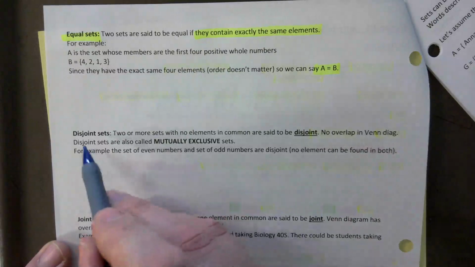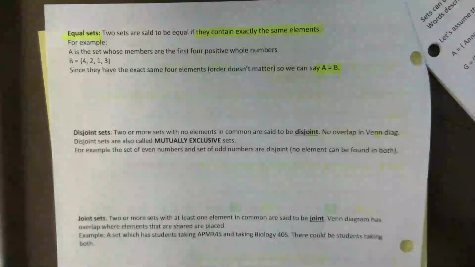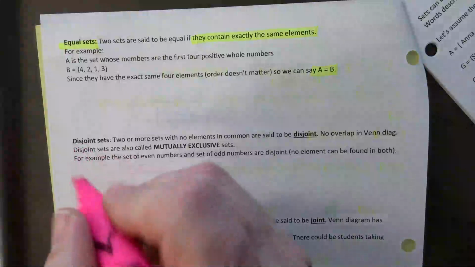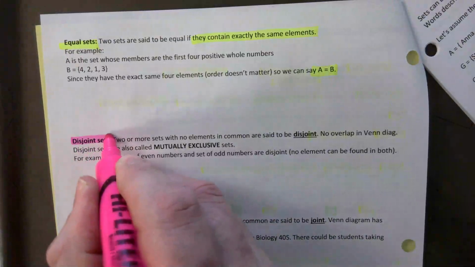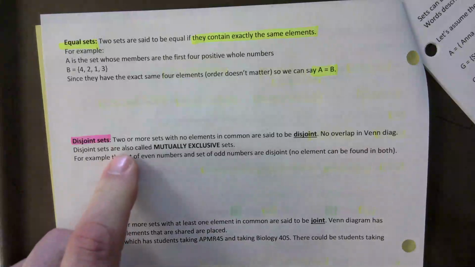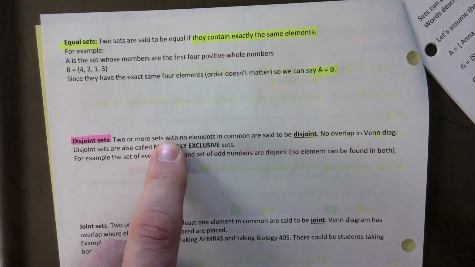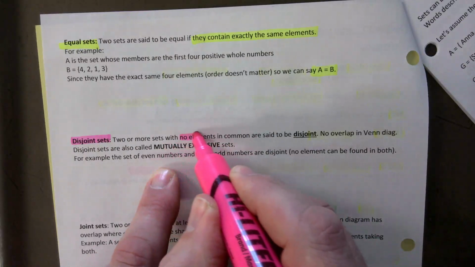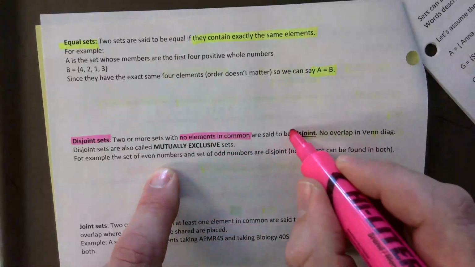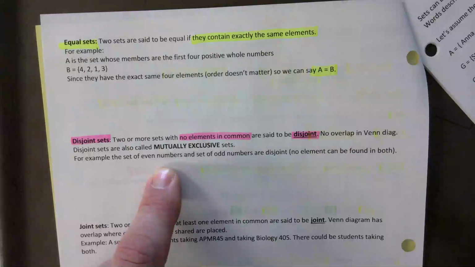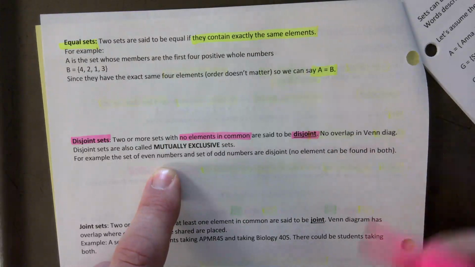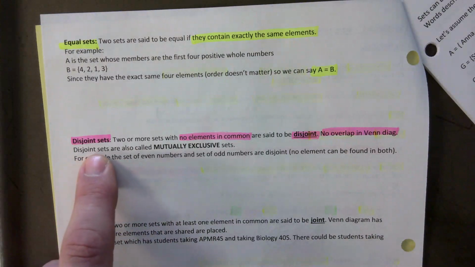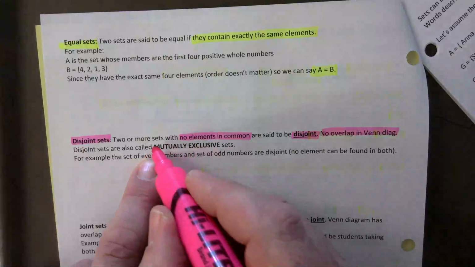Okay, let's go disjoint sets. This one is very important. I'm going to use a different color for that one. The difference between disjoint and joint sets, okay? When two or more sets have no elements in common, there are no common elements, they are said to be disjoint. Okay, no overlap in the Venn diagram. That's another way that you know for sure that they're disjoint. Disjoint sets are also mutually exclusive.